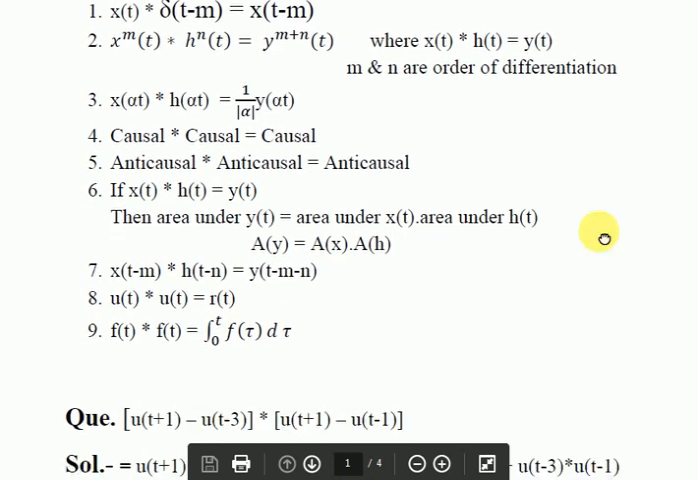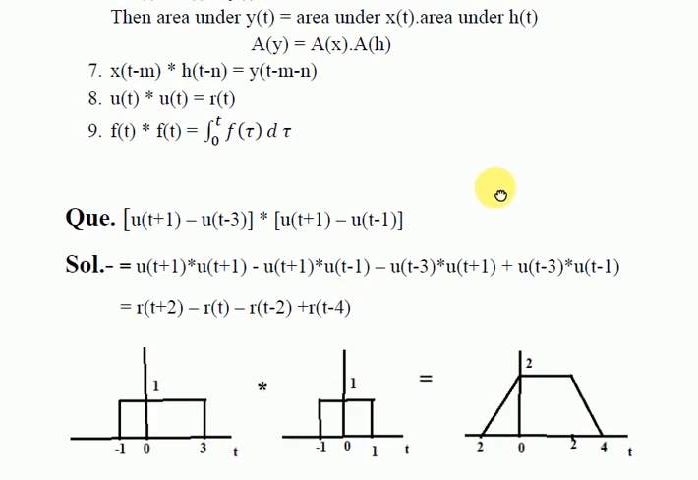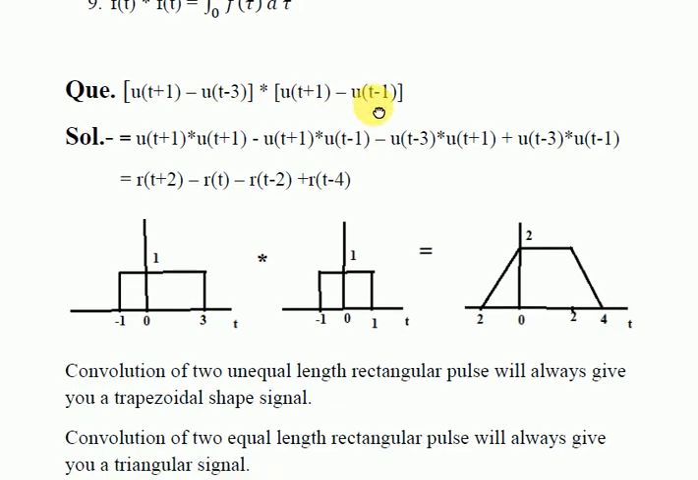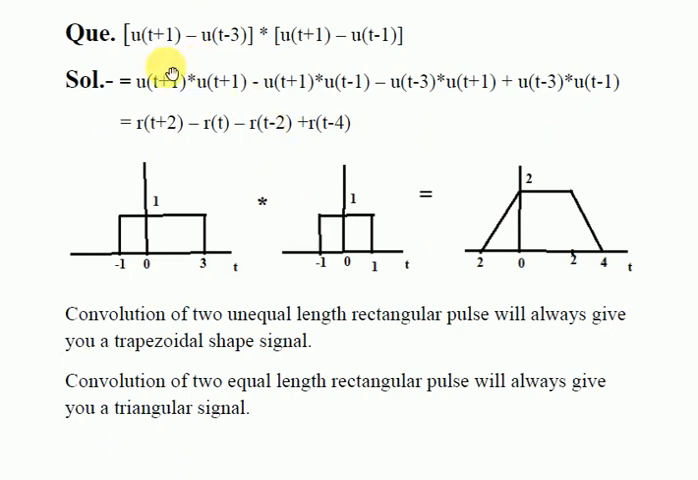So the next question: we have to find u of t plus 1 minus u of t minus 3 convolution with u of t plus 1 minus u of t minus 1. Here we have to find this convolution. So what we have to do is open the brackets and expand it. Then, as we know, the convolution between u of t and u of t gives r of t, the ramp signal.